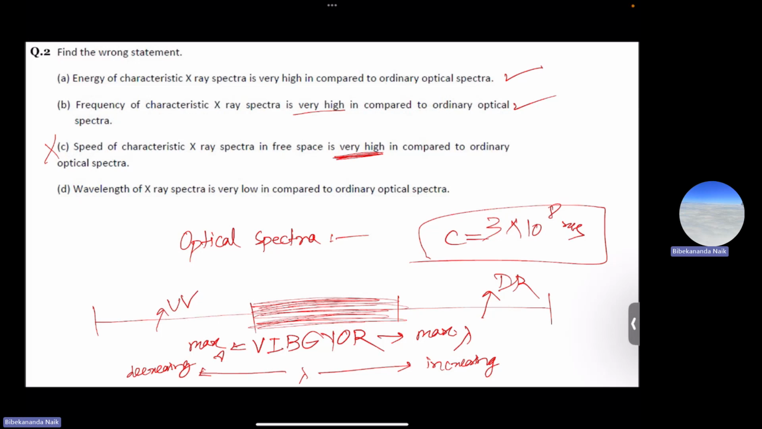And again, about the wavelength, we have already discussed that the wavelength of X-ray spectra is very low, because for optical spectra the wavelength lies between 400 to 700 nanometers, but for X-rays the wavelength ranges from 0.01 nanometer to approximately 10 nanometers. So this option is again true. So the correct option will be option C, because this option is wrong and we need to find the wrong statement. So option C will be the correct option.